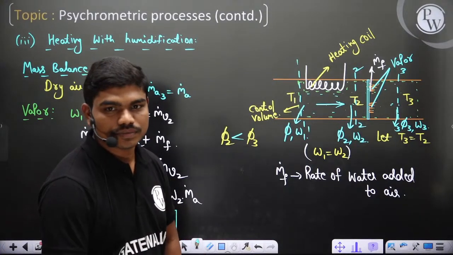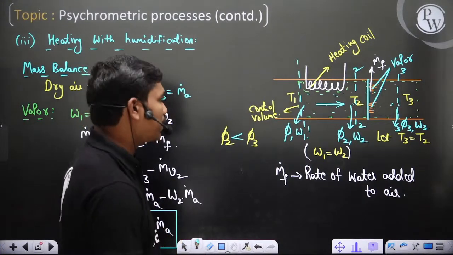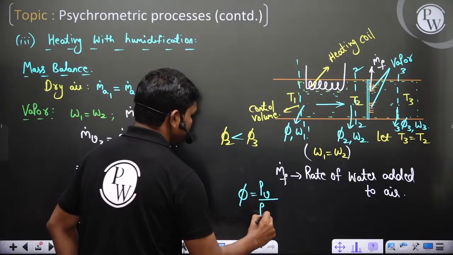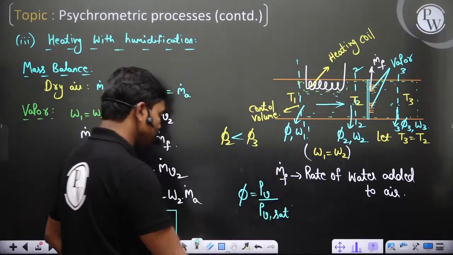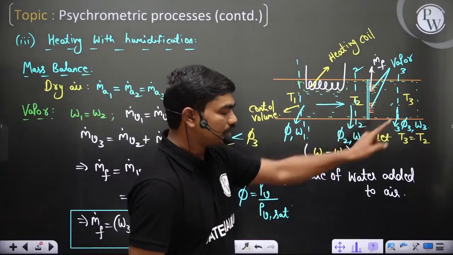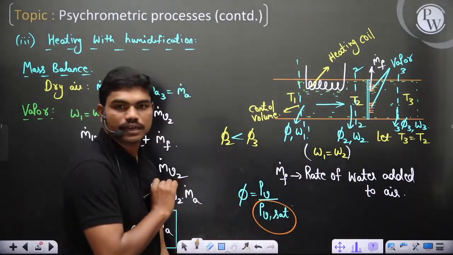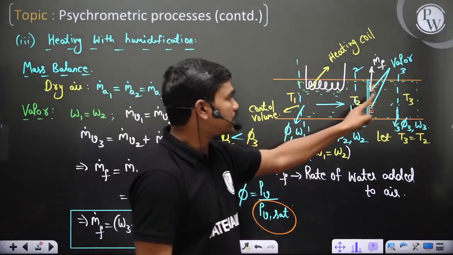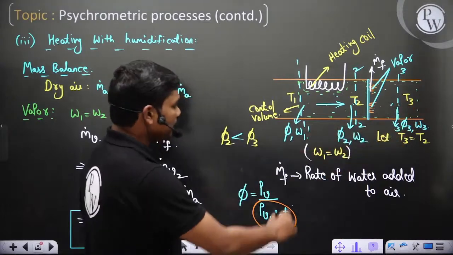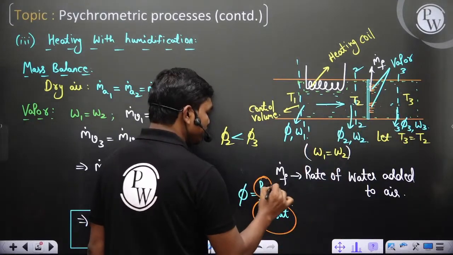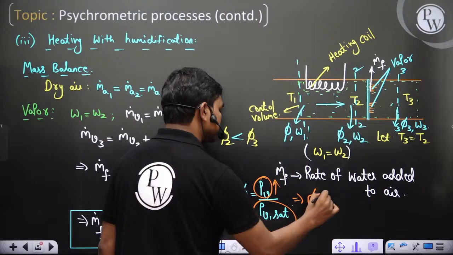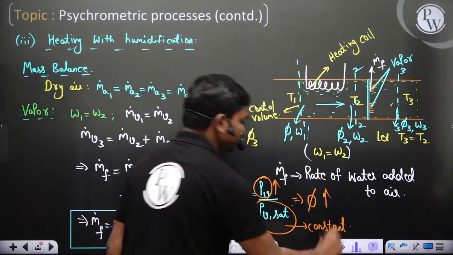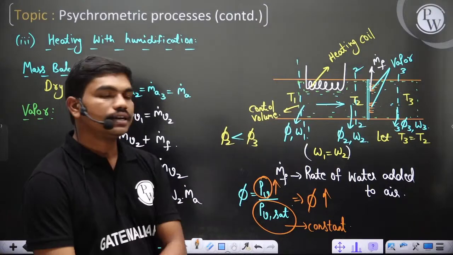Okay. Phi 3 will definitely be larger. Why? Let us see. Normally phi is PV by PV sat. Now, whenever T2 is the same as T3, PV sat will not change, because the temperatures at these two locations are the same. Now, when you are adding water at this point, PV definitely increases, so phi increases. PV sat is constant because T2 is the same as T3.